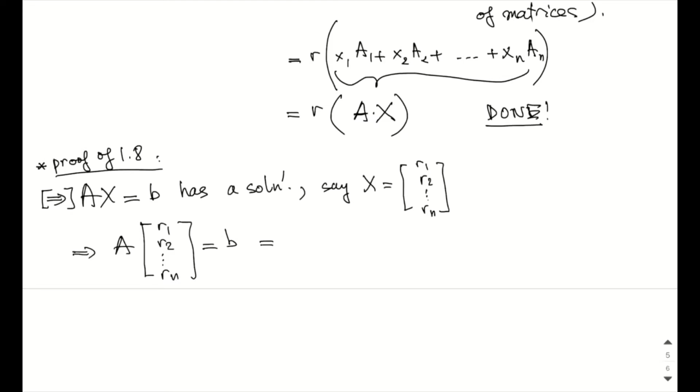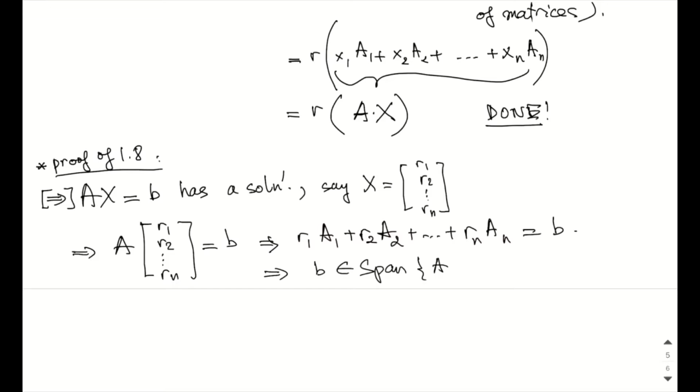But then matrix vector multiplication is the same as considering the linear combinations of the columns of the matrix, using the entries of the column vector as the scalars. So B is in the span of these column vectors. What is it? It's actually the column space of the matrix A.